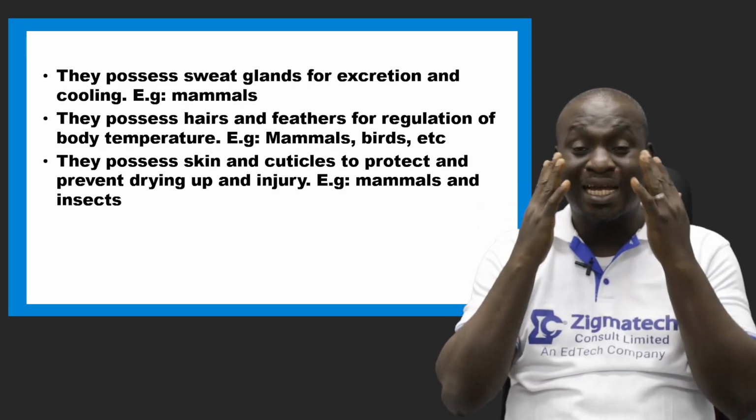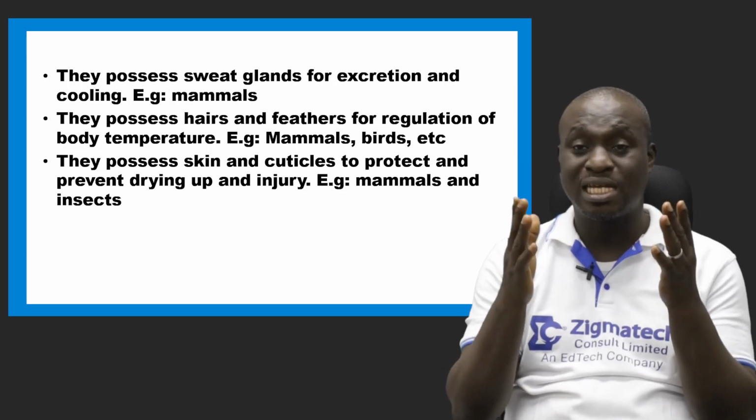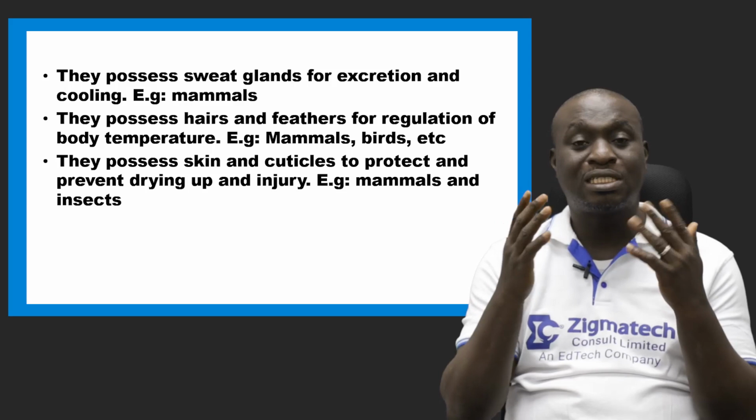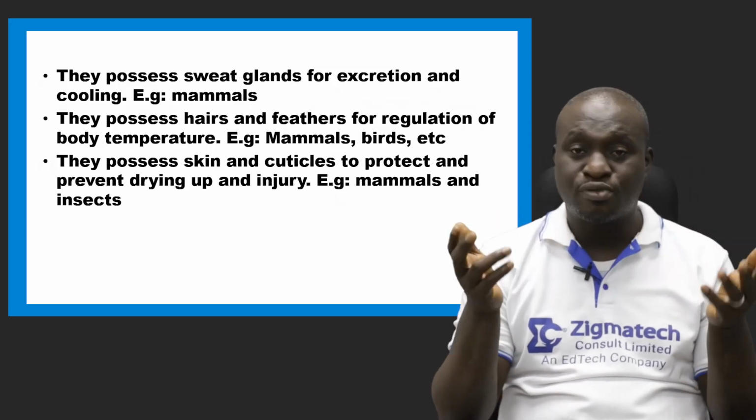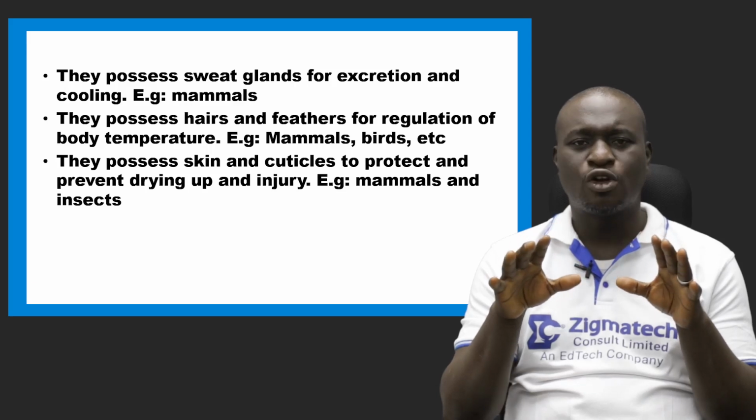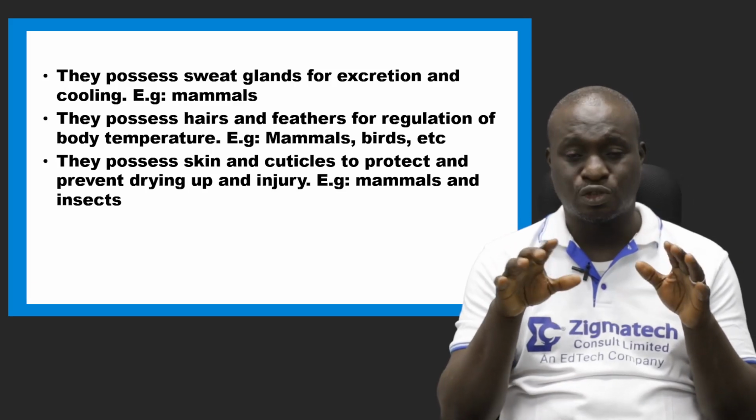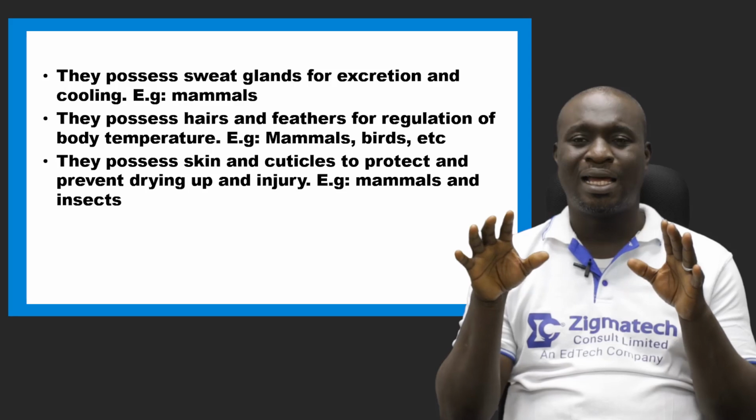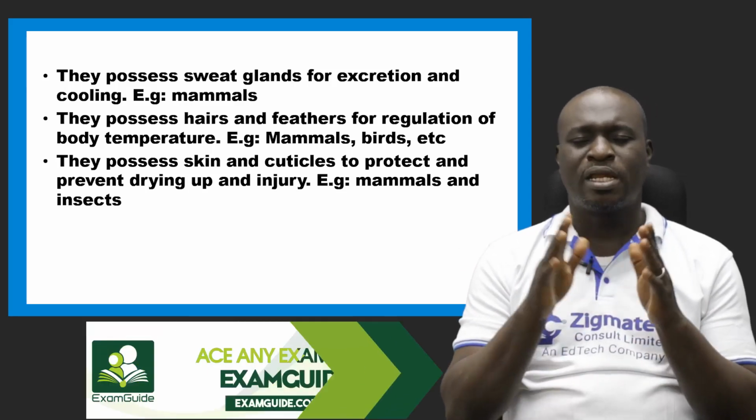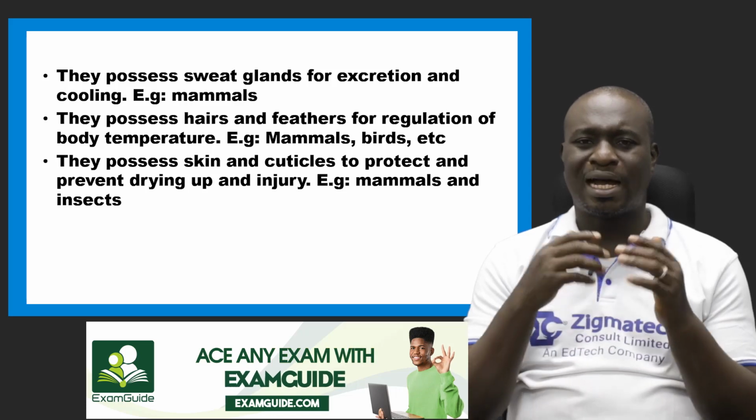They also possess eyes for sight, for seeing, so as to escape danger, to also see their prey and also escape predators. So we have so many adaptive features for living organisms, or mostly animals, to terrestrial habitat. But we're just taking these few. Now we also have other aspect of it.